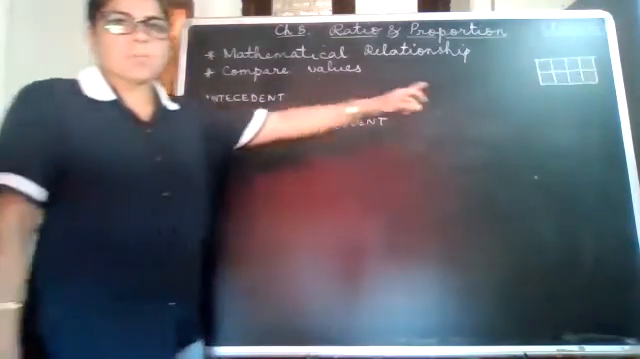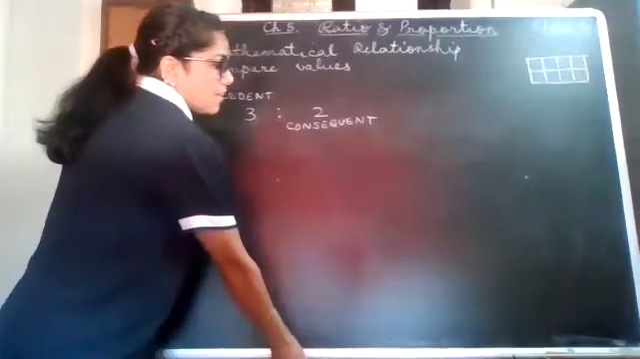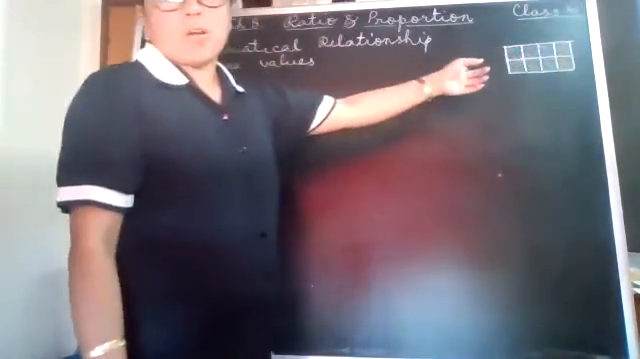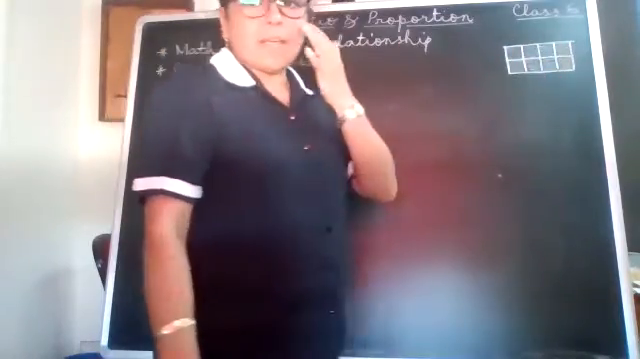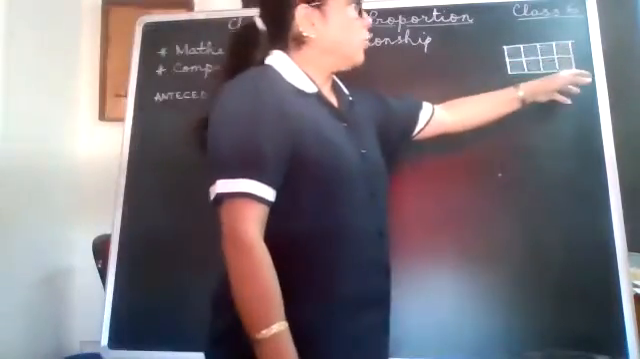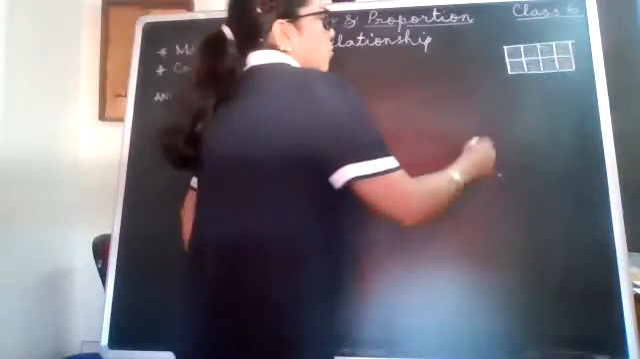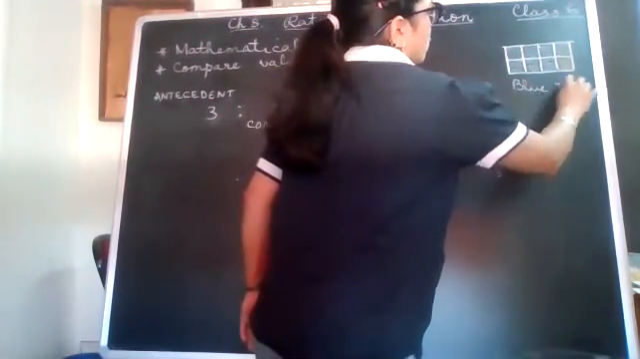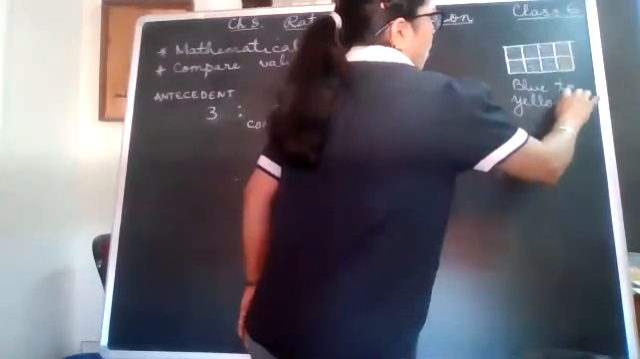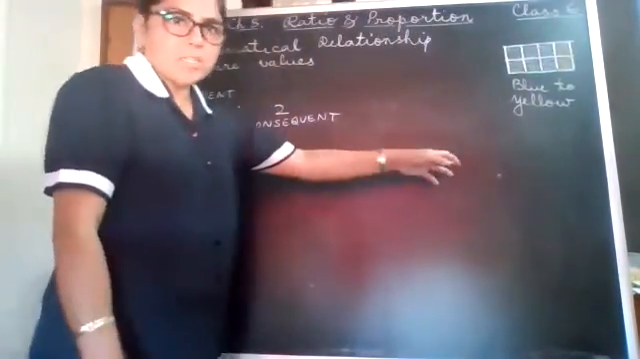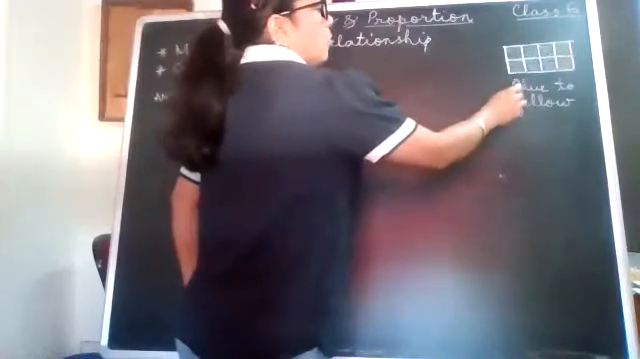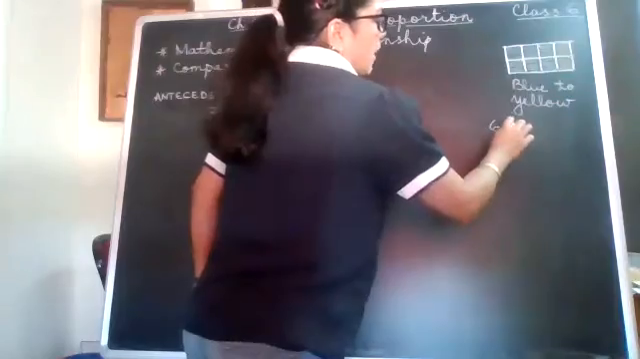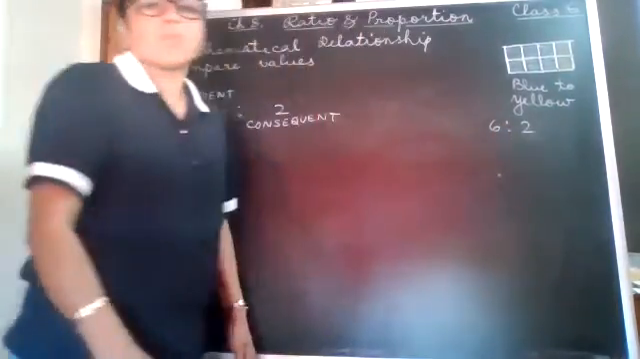Okay. Now I've drawn a picture over here. Probably it's not very clear to you, but you can see 8 boxes drawn and 6 of them I have colored blue and 2 of them I've colored yellow. So if I want to write the ratio of blue to yellow, then how would I write it? Now this is very important. How would I write the ratio blue to yellow? So there are 6 blues and 2 yellows. So I will write it as 6:2.